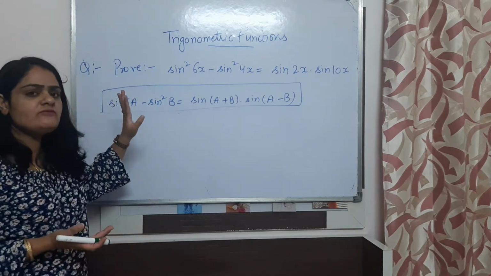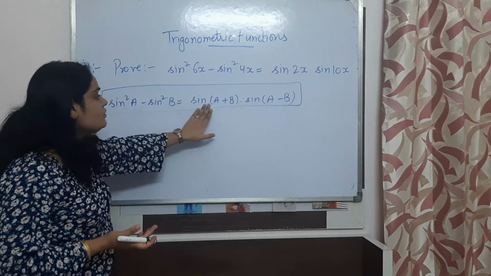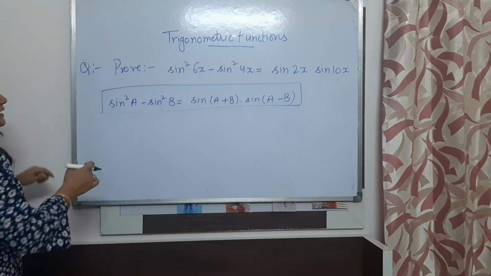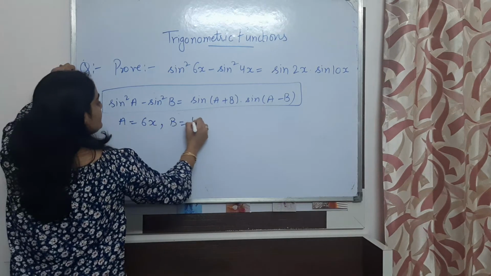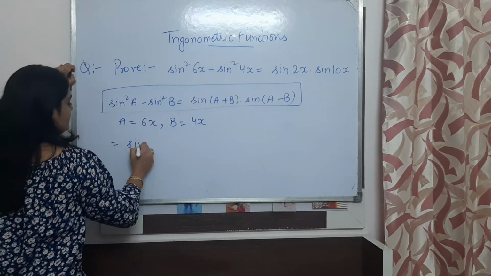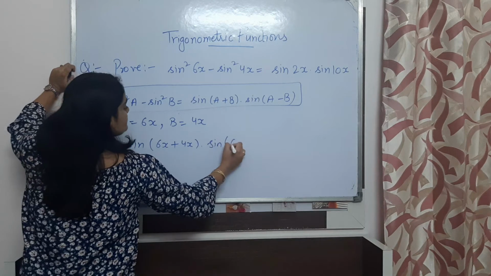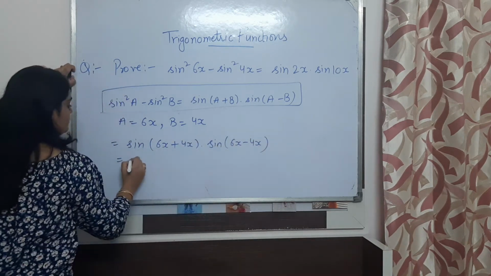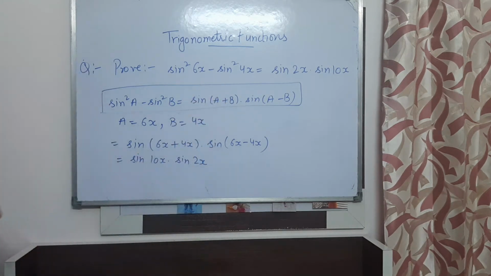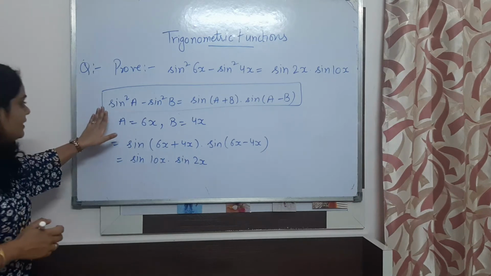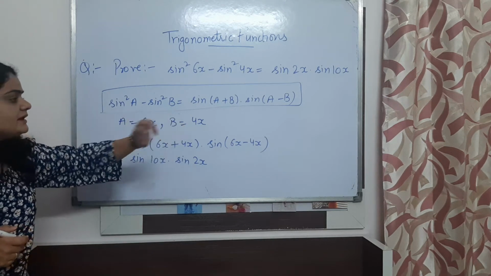So this is sort of the same formula, but this is with trigonometric ratio. Sin square a minus sin square b is equals to sin of a plus b into sin of a minus b. So here what is a? Of course, a is 6x and b is 4x. So I can directly apply the formula, sin of a plus b, 6x plus 4x, into sin of 6x minus 4x. So it becomes sin of 10x into sin of 2x that we wanted to prove. After applying this formula, the question becomes very easy, because we know a is 6x here and b is 4x.